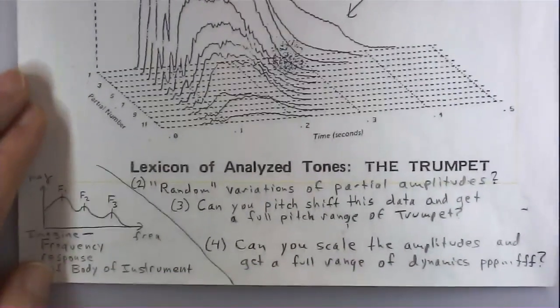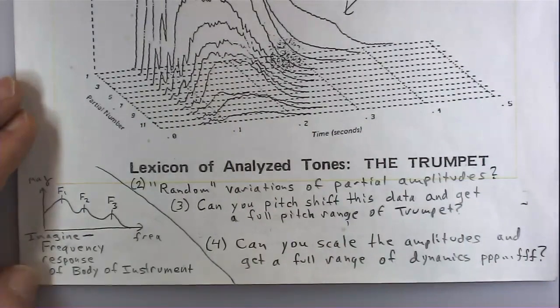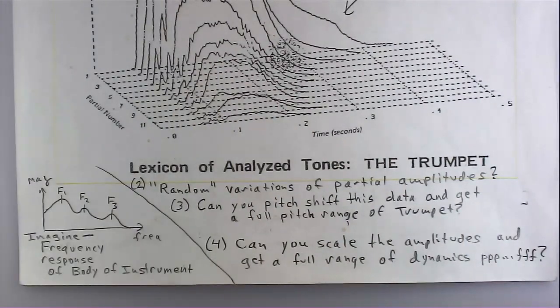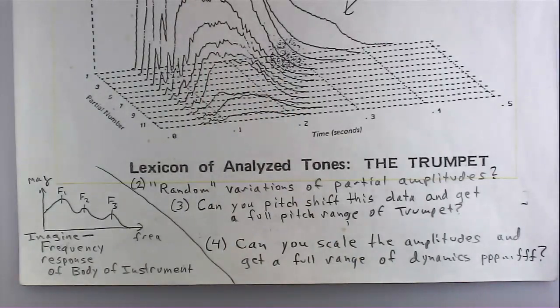There's all this stuff about, I sort of made a list so I wouldn't forget here. There are these random variations. And how much of those random variations in amplitude are correlated between all the harmonics? And how many of them are really different? Every harmonic doing its own thing, or every partial doing its own thing. I don't know. It's something to look at, though.